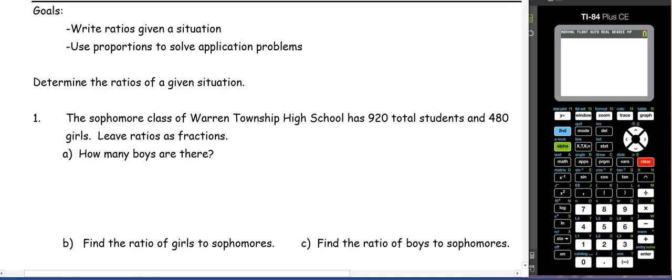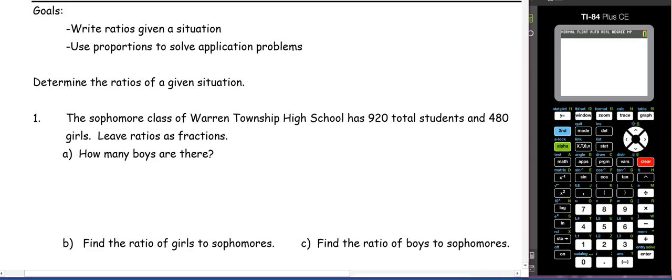This video is about writing ratios of a given situation and using proportions to solve application problems. So first we're going to determine the ratio given by a situation. In number one, the sophomore class of Warren Township High School has 920 total students and 480 of them are girls. So leave our ratios in fractions. How many boys are there?